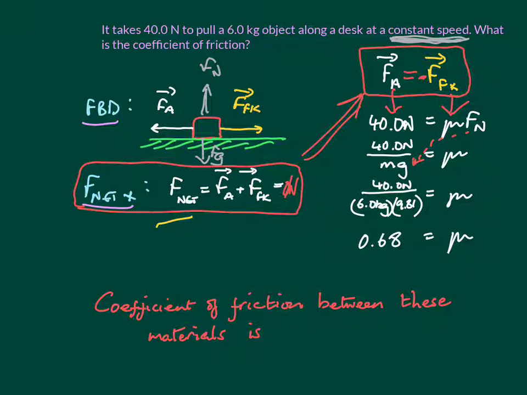When you do that, you'll see that you have newtons above the line and kilogram meters per second squared below the line. Those units are actually equal, so they cancel. We're left with a value for the coefficient of friction, which doesn't have a unit, and it's 0.68. When we're answering a question like this, we should really write out the answer at the end. The coefficient of friction between these materials is 0.68.